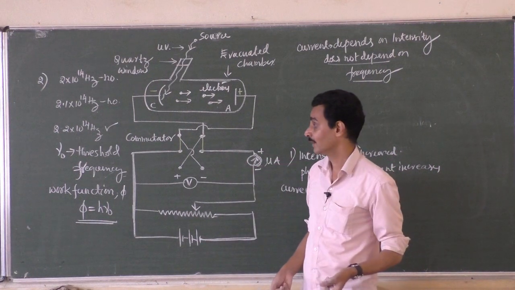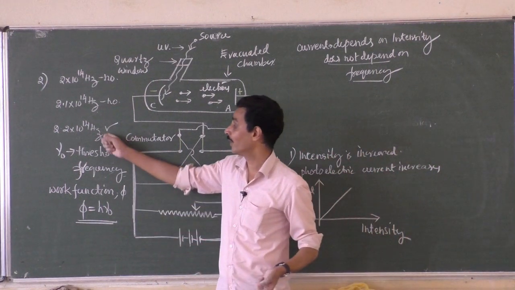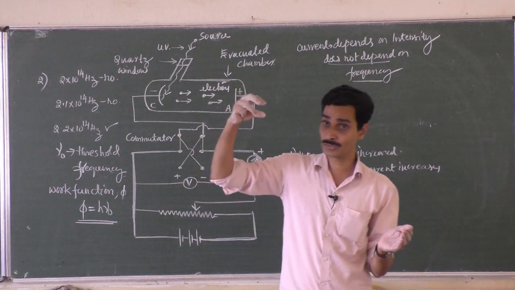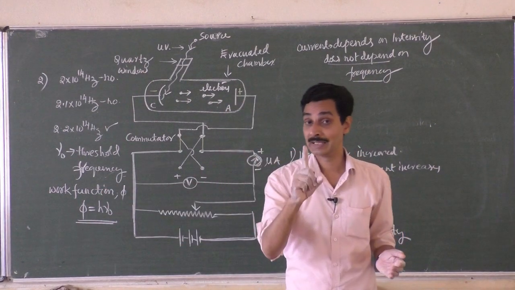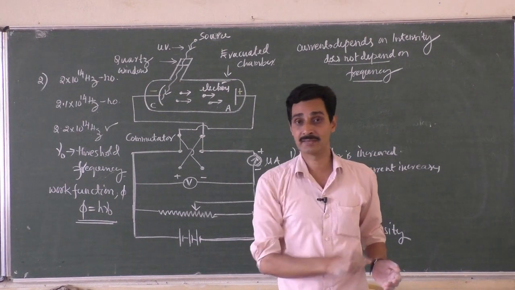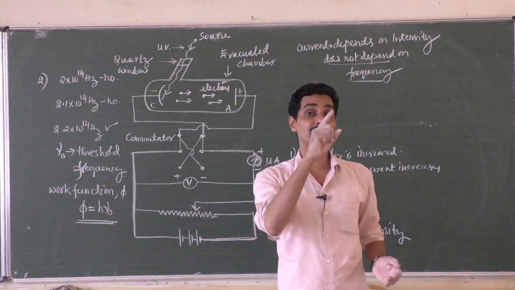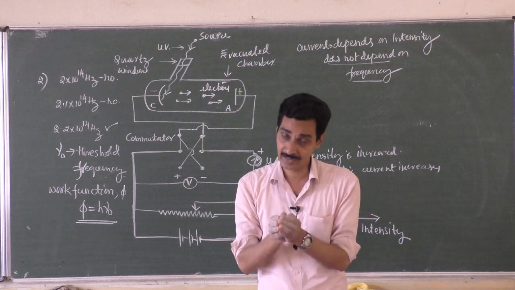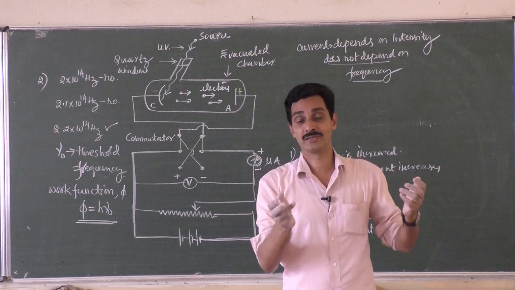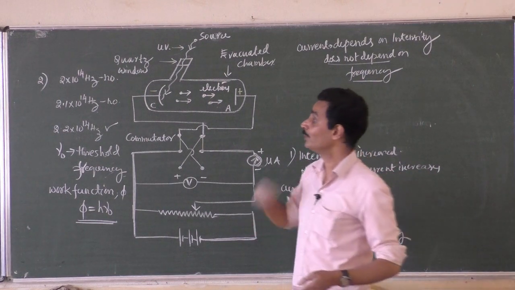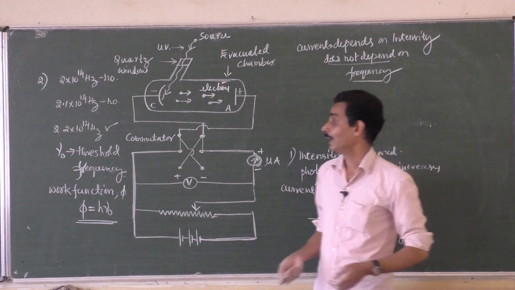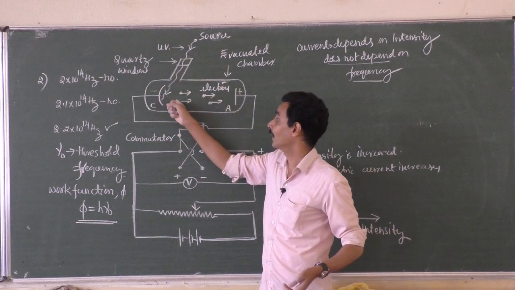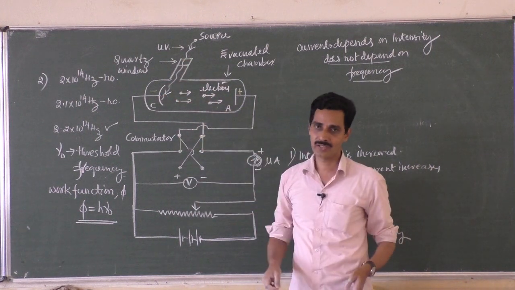That means, as you supply more and more frequency, as you use a source of more and more frequency, remember I am not increasing the brightness, I am increasing only the frequency. Don't get confused. Brightness means I am choosing the same frequency, increasing the number of photons. That's all. When I use more and more frequency, the energy of the incoming light goes on increasing, and the energy of the emitted electrons goes on increasing.